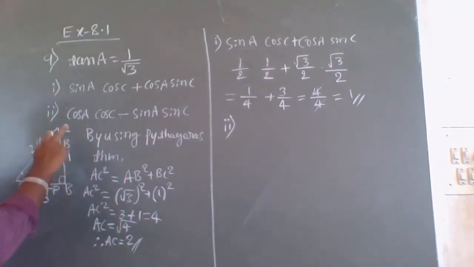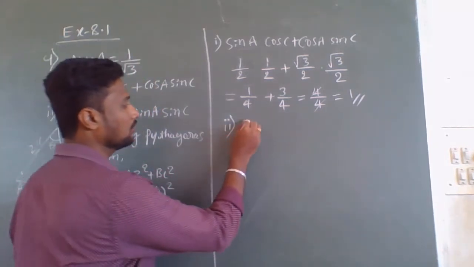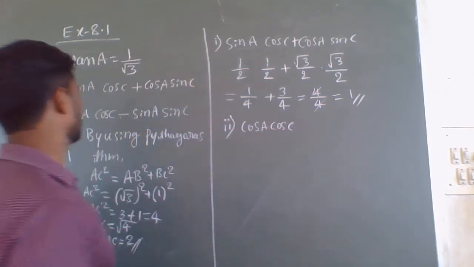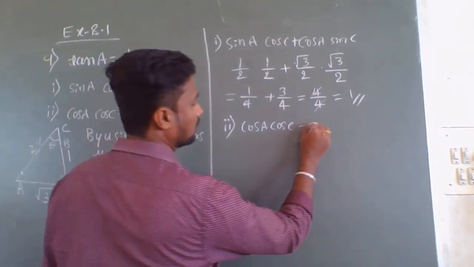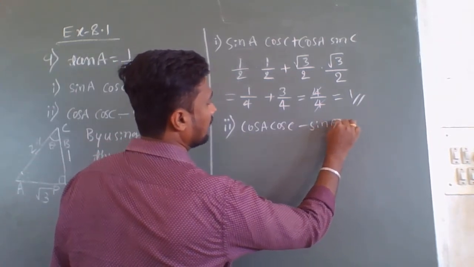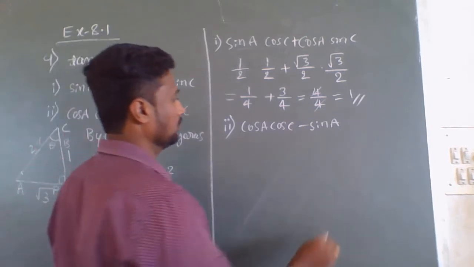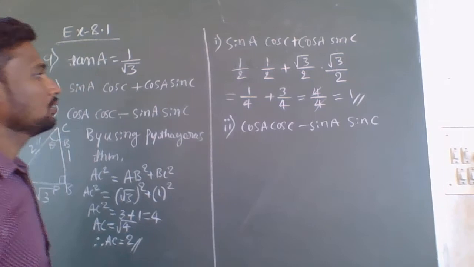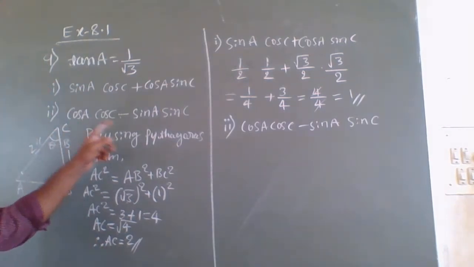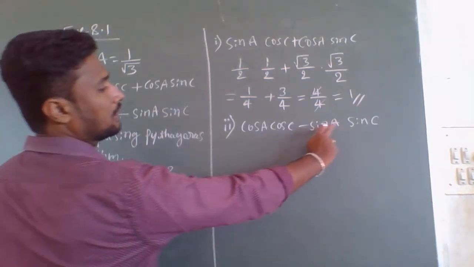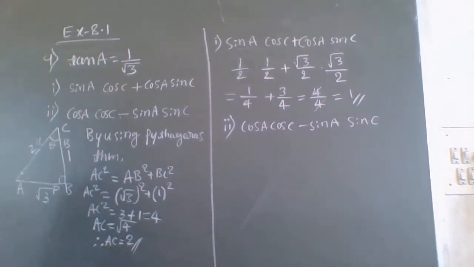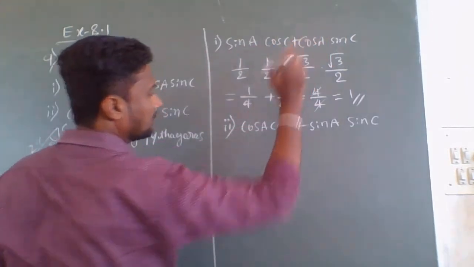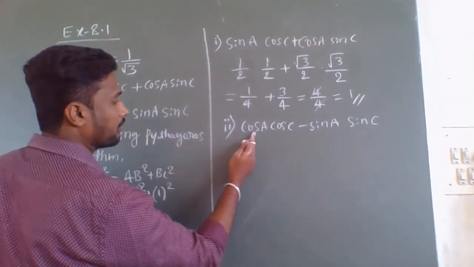Here what we have given? cos A cos C minus sin A sin C. Okay. Cos A cos C minus sin A sin C. So now here only we have written cos A cos C values and sin A sin C values. So here I will write what is cos A.